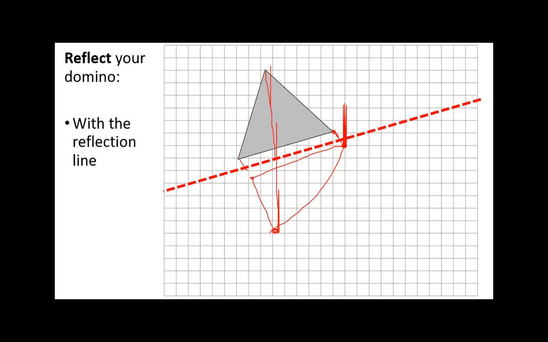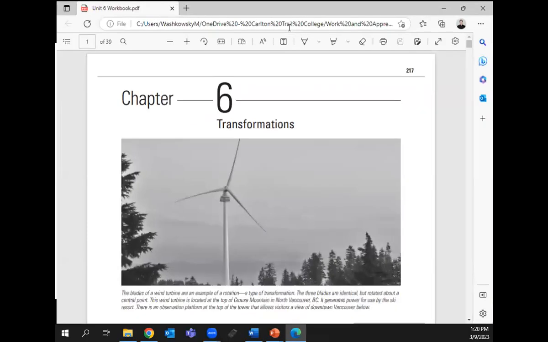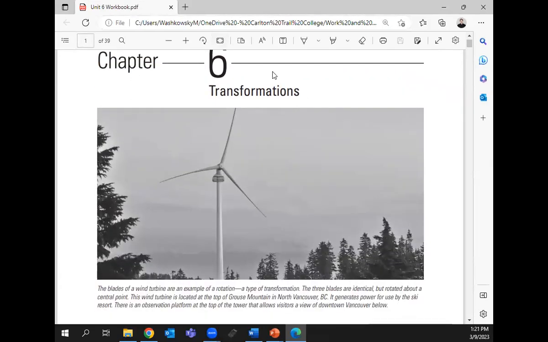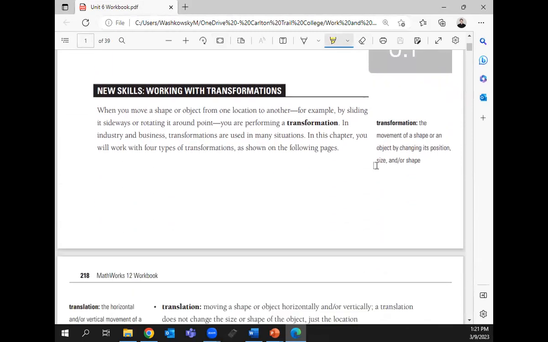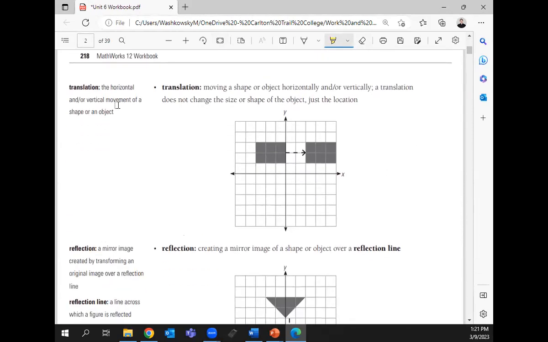Here we go. So what you guys now have is your workbook here. Let me zoom in. So transformations, right? There's going to be a couple things I'm going to want you to box with this. We know what a transformation is. A transformation is just moving a shape. You're changing something about it, rotating it, making it bigger, whatever. So we have our four things here.